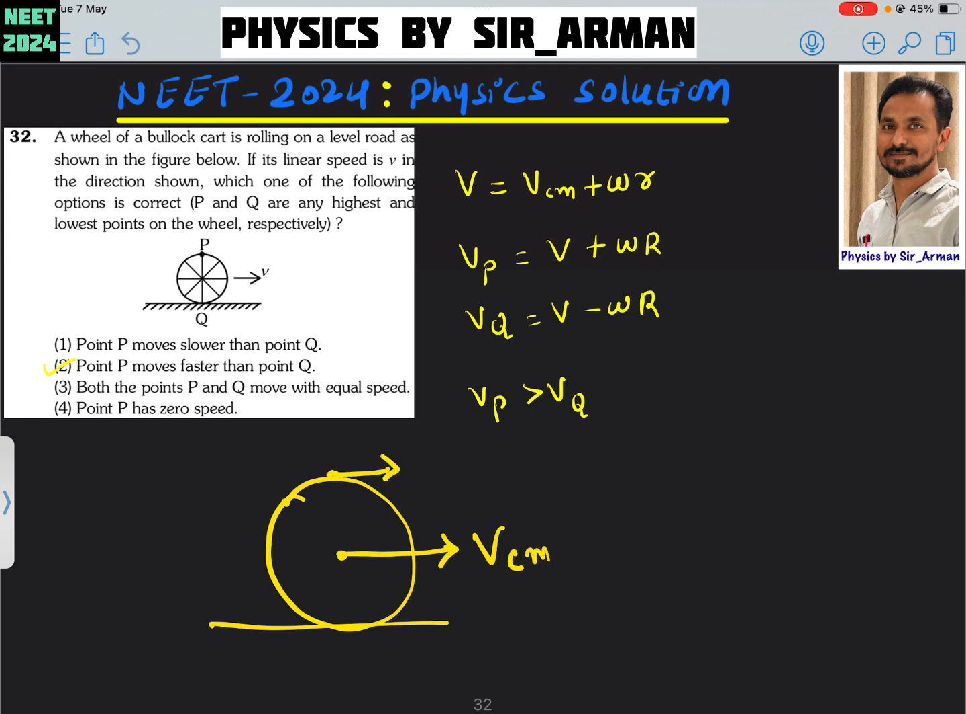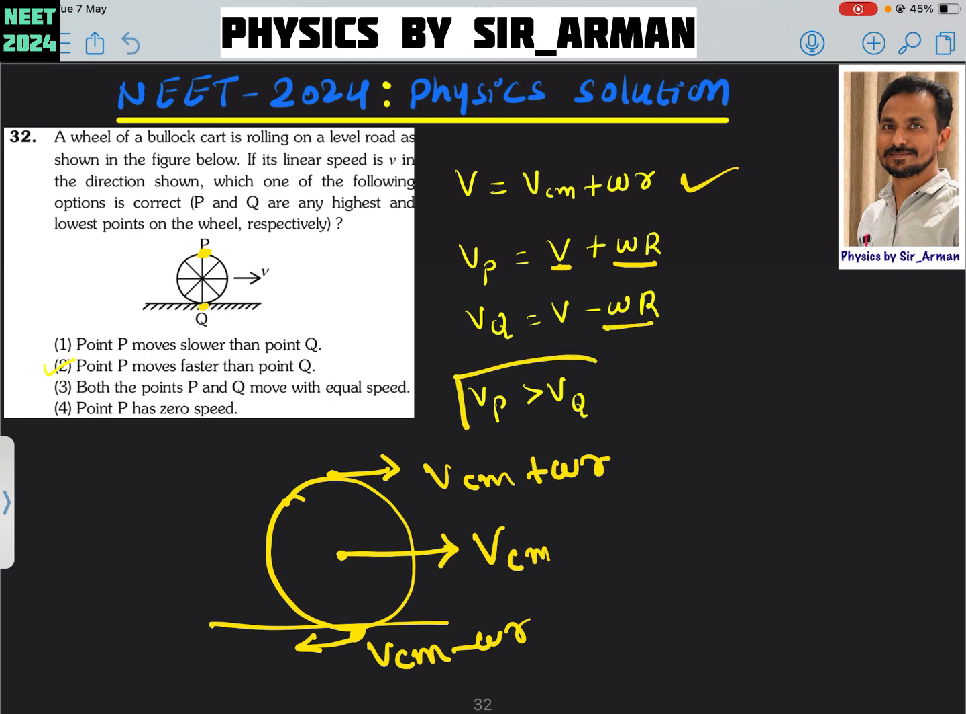The part which is at the top has a speed Vcm plus omega into r, and the part which is at the bottom, which is in contact, has the speed Vcm minus omega r. The same thing I have written here: for point P, which is at the top, the speed is V plus omega r, and Q, which is at the bottom, has a speed V minus omega r. So clearly the speed of point P is greater than point Q, and at an instant this speed of point Q is 0.